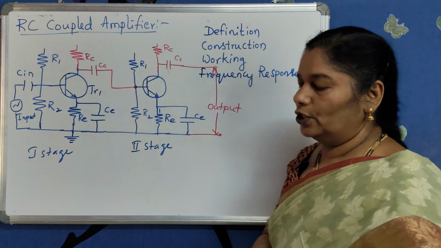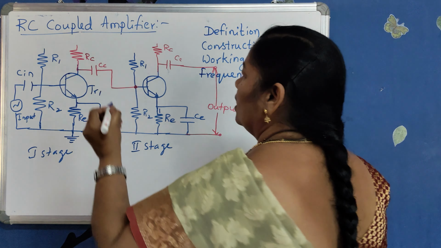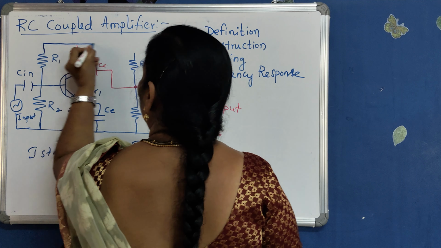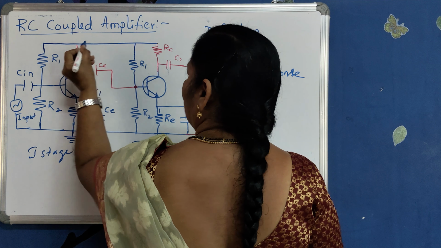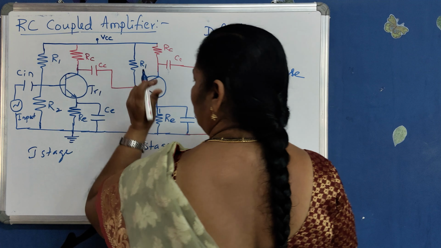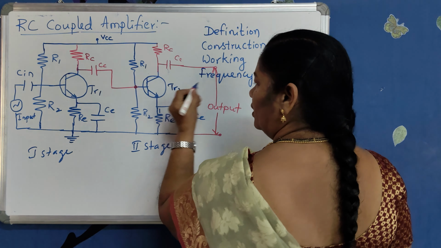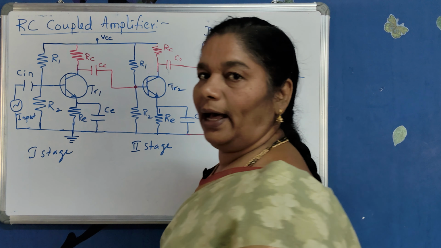This is the two-stage RC coupled amplifier. In this, you have to give VCC, which is used to switch on the transistors TR1 and TR2. So this is the RC coupled amplifier.